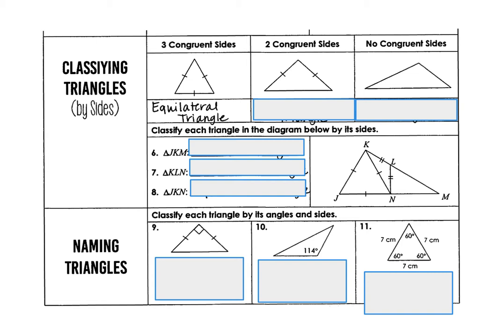All sides are congruent. The next one has 2 congruent sides. And by definition, it's actually at least 2 congruent sides. This is an isosceles triangle, at least 2 congruent sides. The last one has no sides that are congruent. No sides are congruent. This is a scalene triangle.